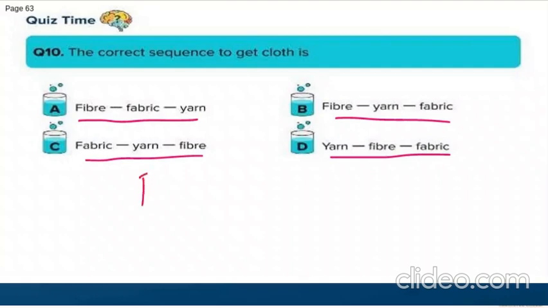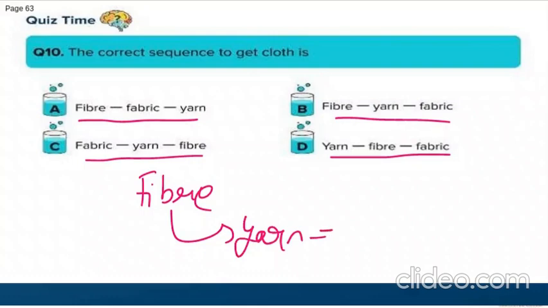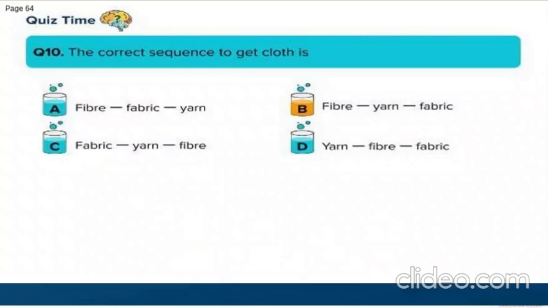So we obviously know we have the fibers, correct? We convert them to yarn, the threads, and they convert into fabric, and then we get the cloth. So the right answer will be option number B. All right.